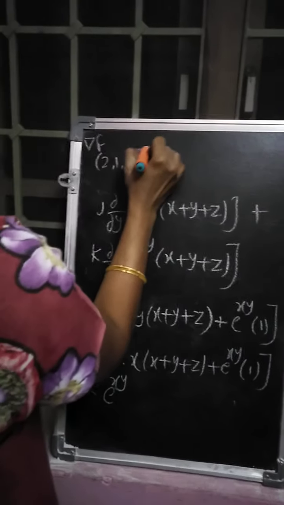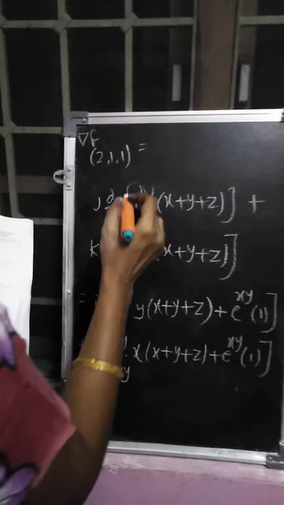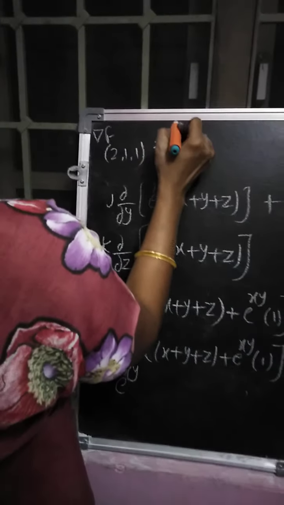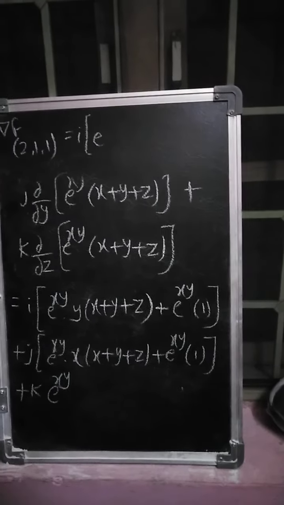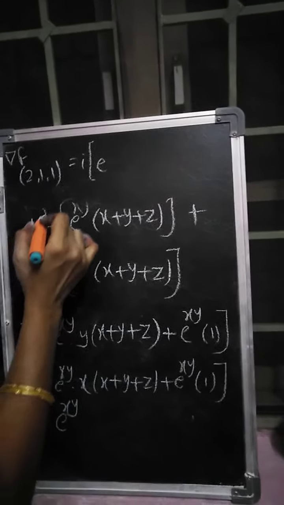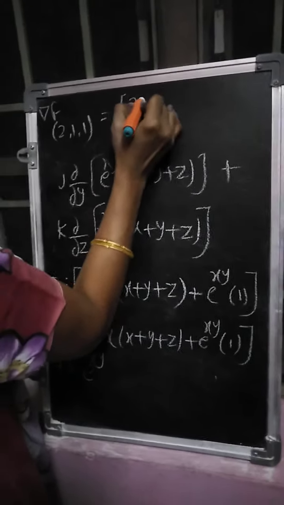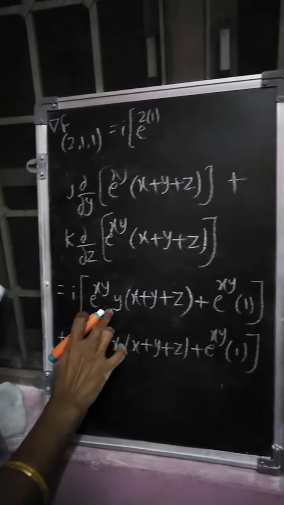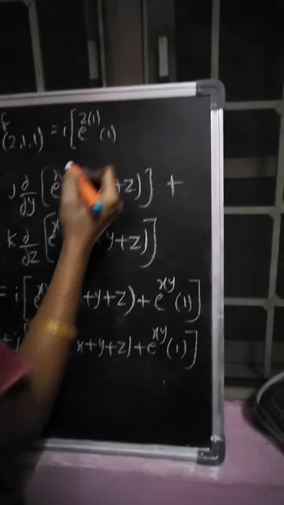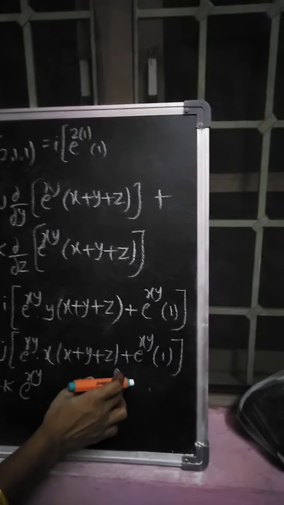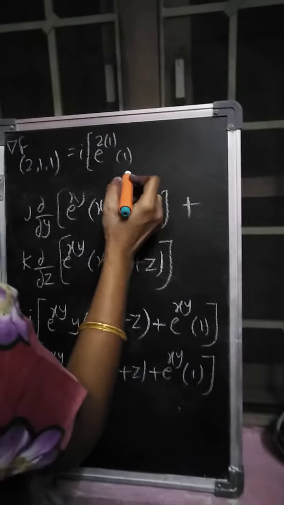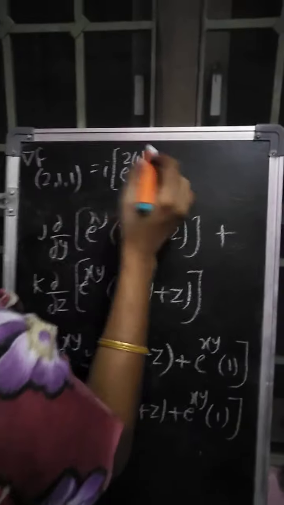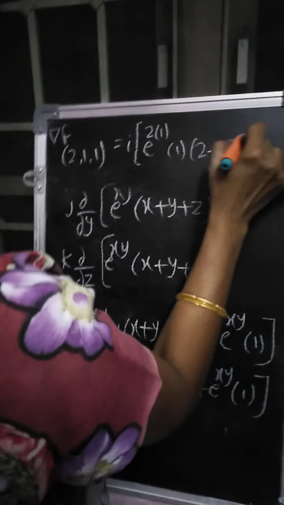So grad f at (2, 1, 1) is equal to i times e power xy, e power xy. Here the values are x = 2, y = 1, z = 1. So x plus y plus z means 2 plus 1 plus 1.